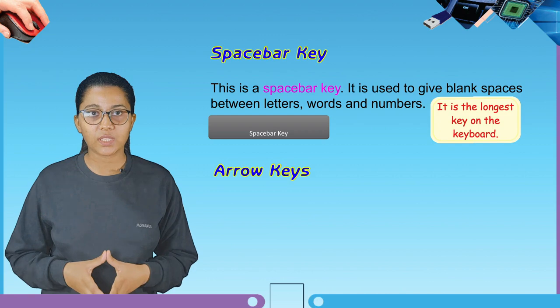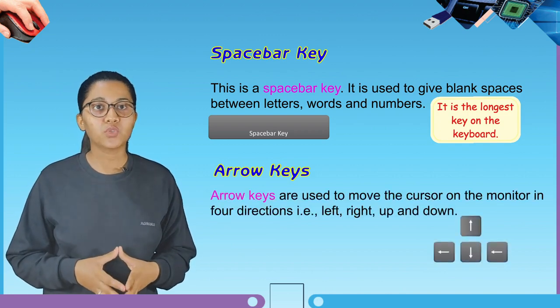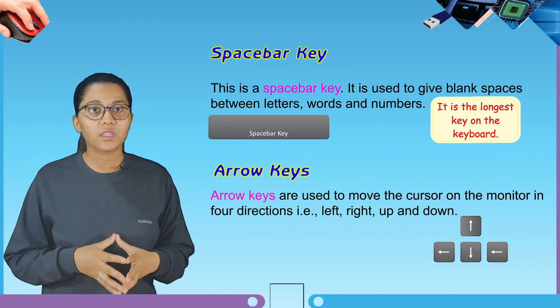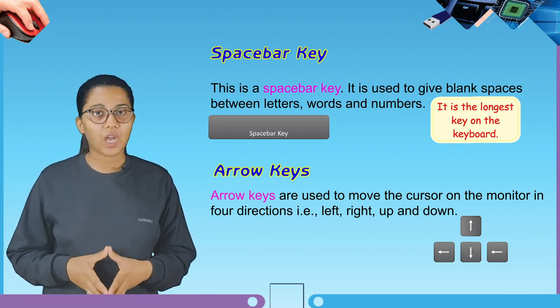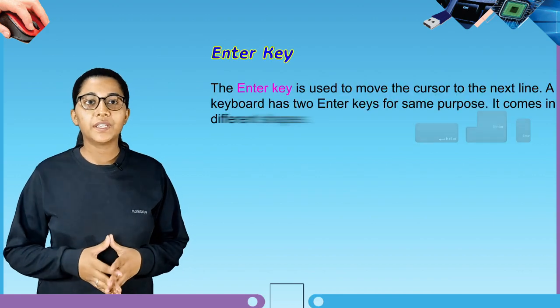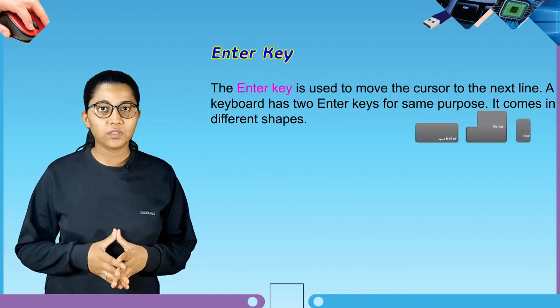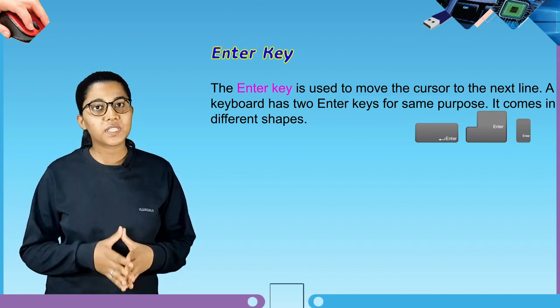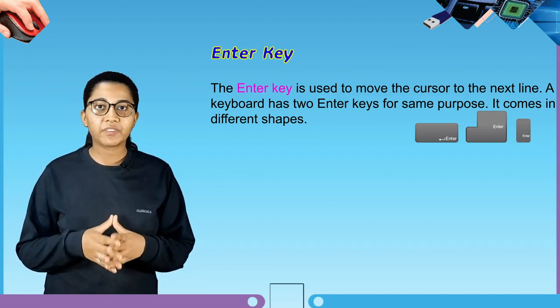Now we have arrow keys. Arrow keys are used to move the cursor on the monitor in 4 directions: left, right, up and down. Now we have the enter key. The enter key is used to move the cursor to the next line. A keyboard has 2 enter keys for the same purpose. It comes in different shapes.